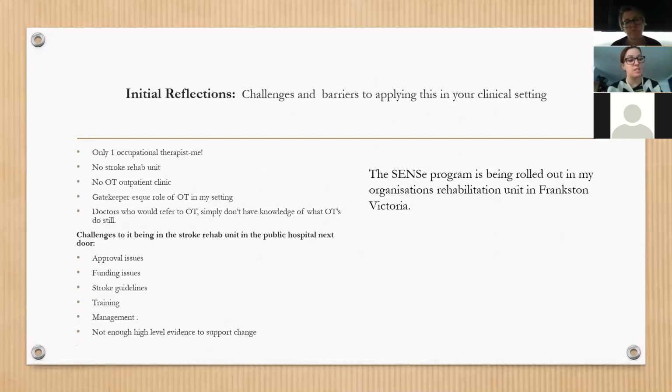However, the SENSE program is being rolled out in my organisation over in Frankston, Victoria. But as I said before, the OT I spoke to last week said they're still in the assessment phase, so she wasn't able to comment on the clinical utility or any of the qualitative feedback from patients because they've not yet participated in therapy.